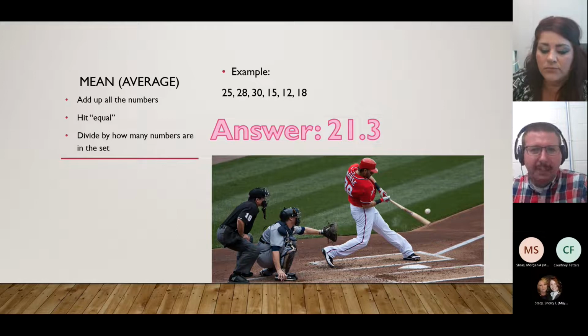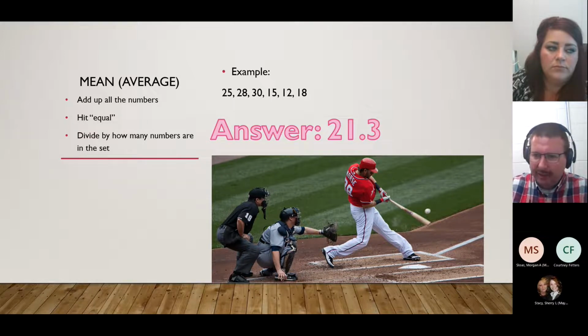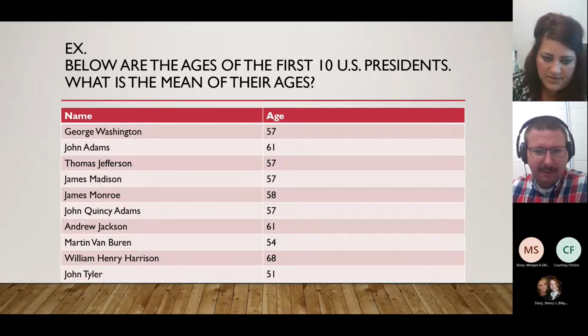Now, again, you would definitely see this not just in the math test, but also on the science and social studies. So I'm going to give you a social studies related question regarding mean, regarding averages. I'd like you to go ahead and do this question for me, Courtney, and everybody else who'll be watching this later. Below are the ages of the first 10 US presidents. What is the mean of their ages? So go ahead and work on that for me, please.